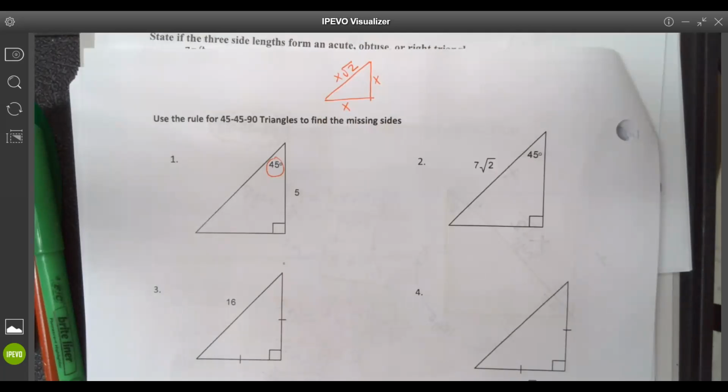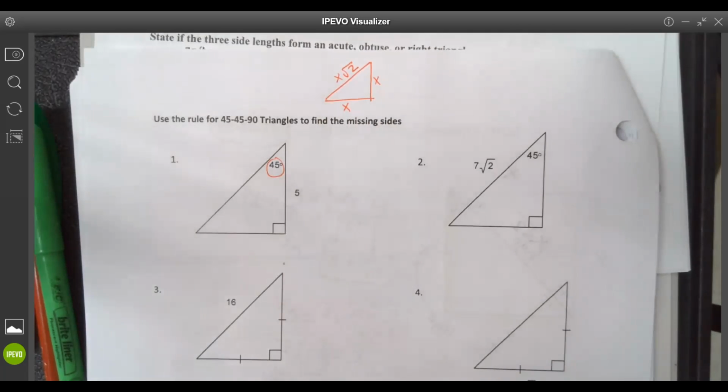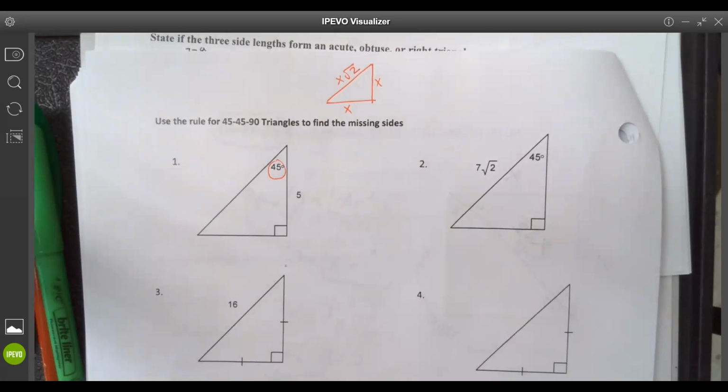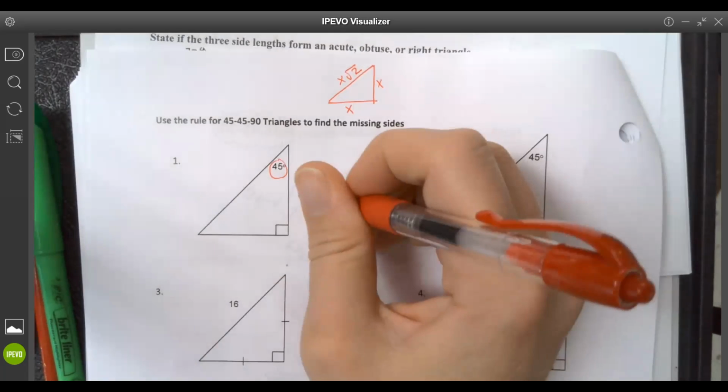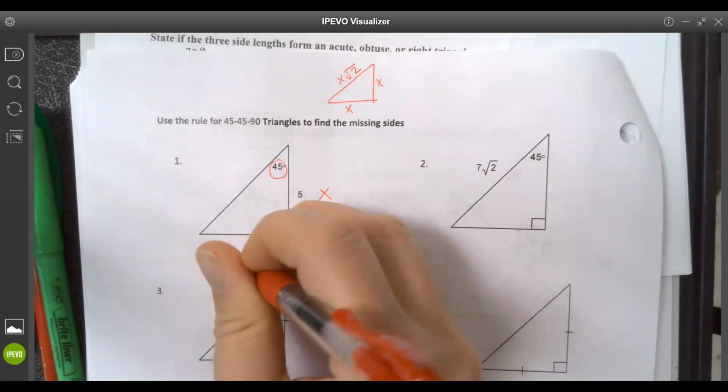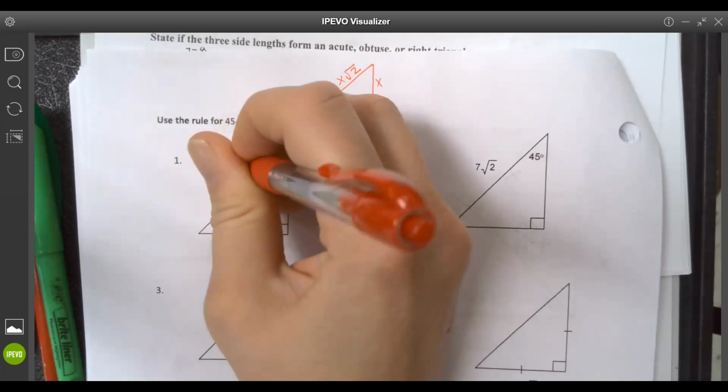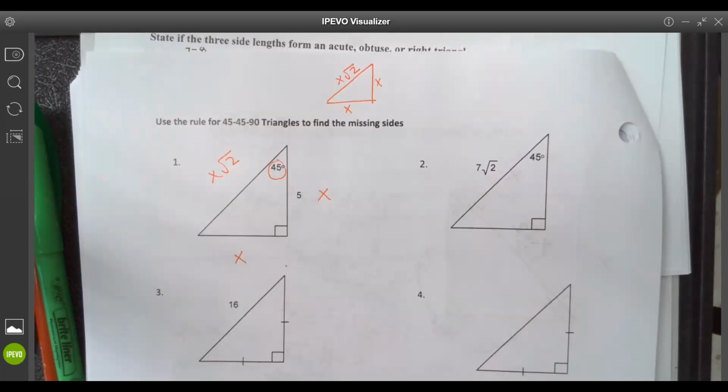So this is how I kind of work this. First thing I'm going to do, we want to fill in these missing sides, both sides. We want to solve the triangle. I'm going to, around the outside, draw on what the rule is, x, x, x rad 2. And I do that for any special right. Just kind of write in what's the relationship.